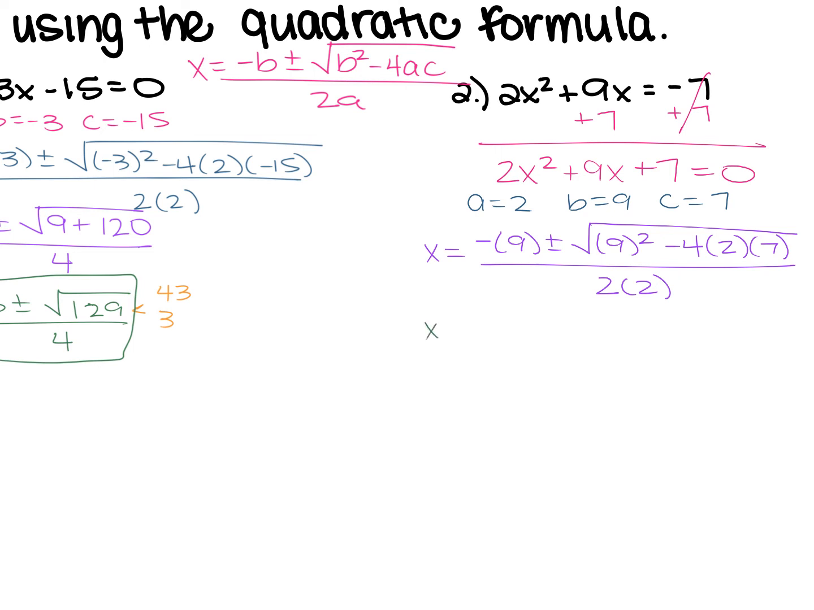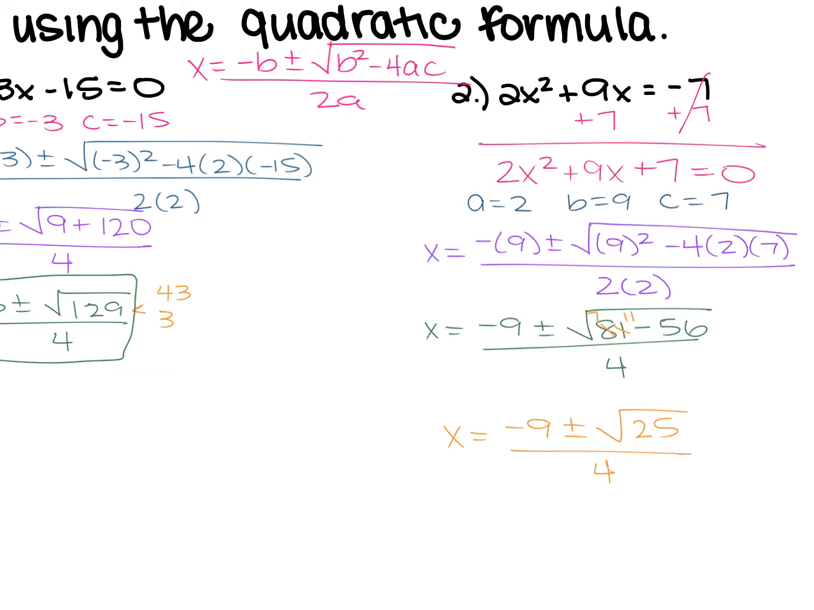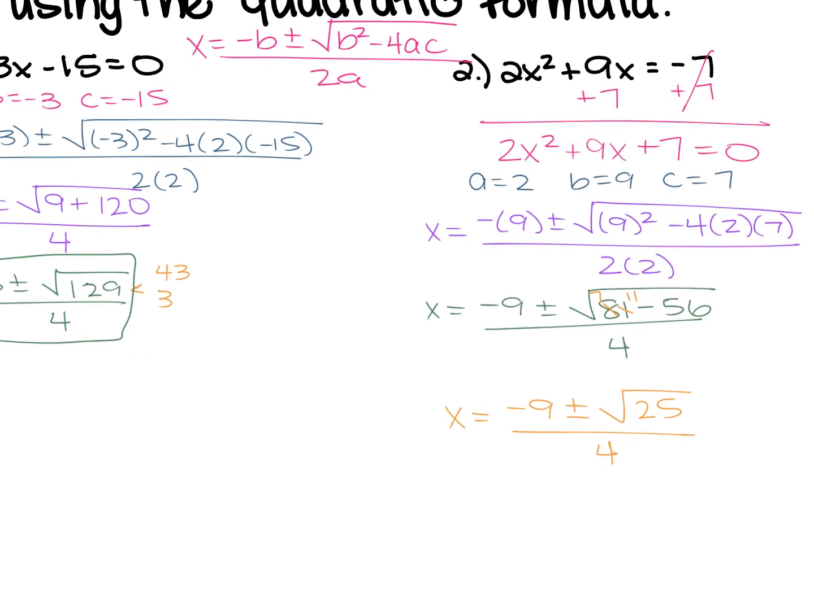Up top, you are going to have negative 9 plus or minus the square root of 9 squared is 81. The negative 4 times 2 is negative 8 times 7 is a negative 56. And this is all over 4. From here, we subtract underneath that radical. That 1's going to turn into an 11, making that 8 a 7. So this is going to give you x is equal to negative 9 plus or minus the square root of 25 all over 4. That square root of 25 is 5.